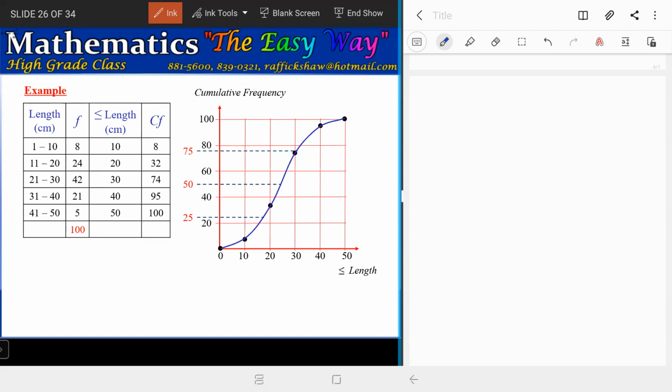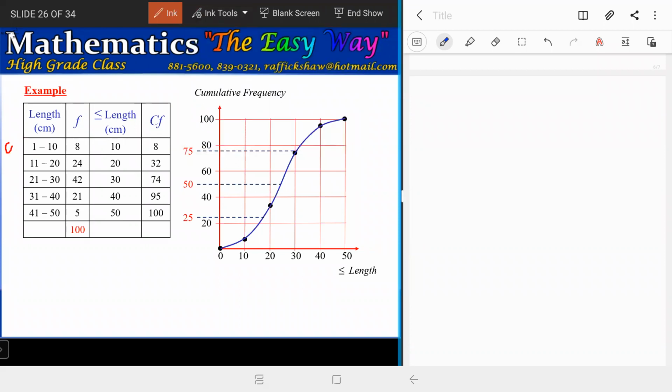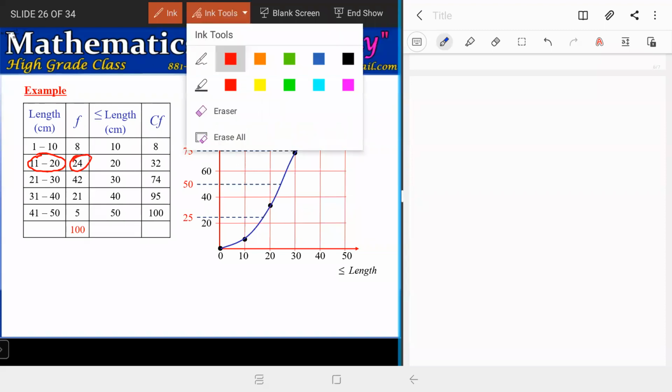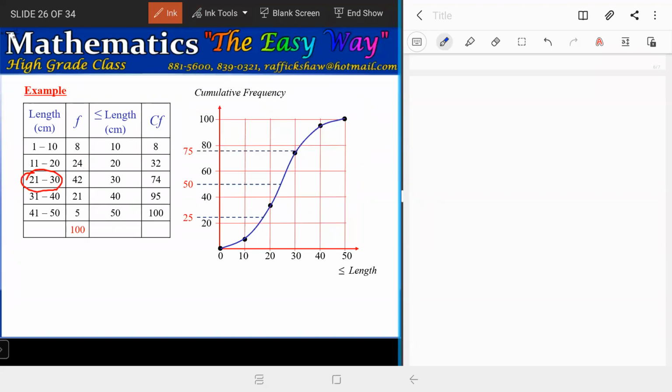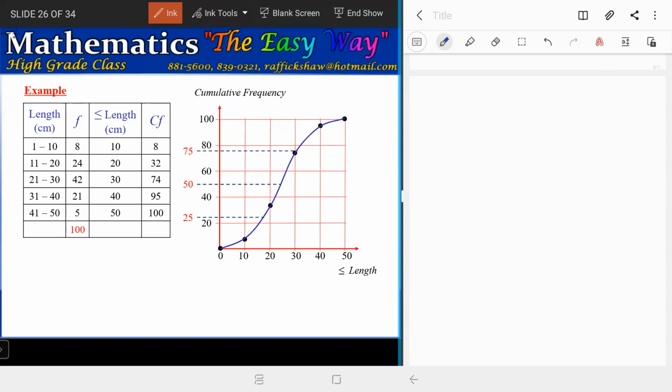So all the leaves that measure between 1 and 10 centimeters, they put them in the first group. And we still remember, this is still going from 0.5 up to less than 10.5. So the boundary part of it stays the same, right? And then the second group is of leaves that measure between 11 and 20 centimeters. There are 24 of those leaves. The third group is those that measure between 21 and 30. There are 42 of those leaves, and so on, all right?